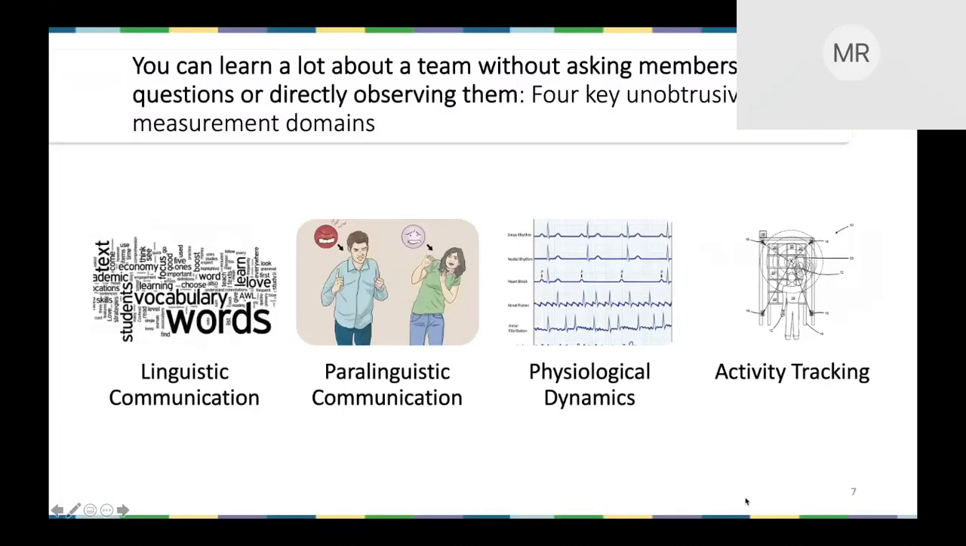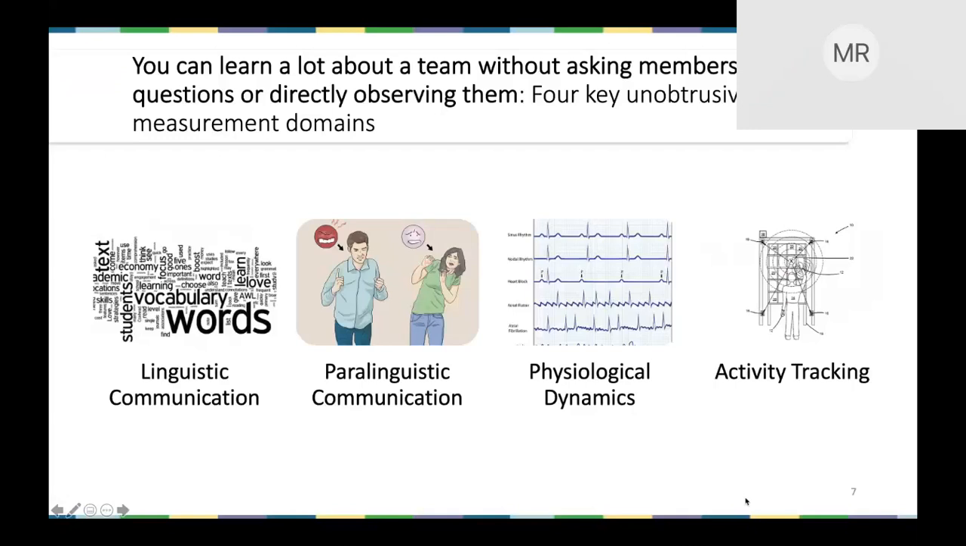But there's linguistic communication, which is really about the content of what we're saying and the specific style, the word choices we make. There's paralinguistic communication, which is largely about how we're communicating emotion non-verbally, but not just that too. There's also shared understanding with gesture and gaze and those types of things.